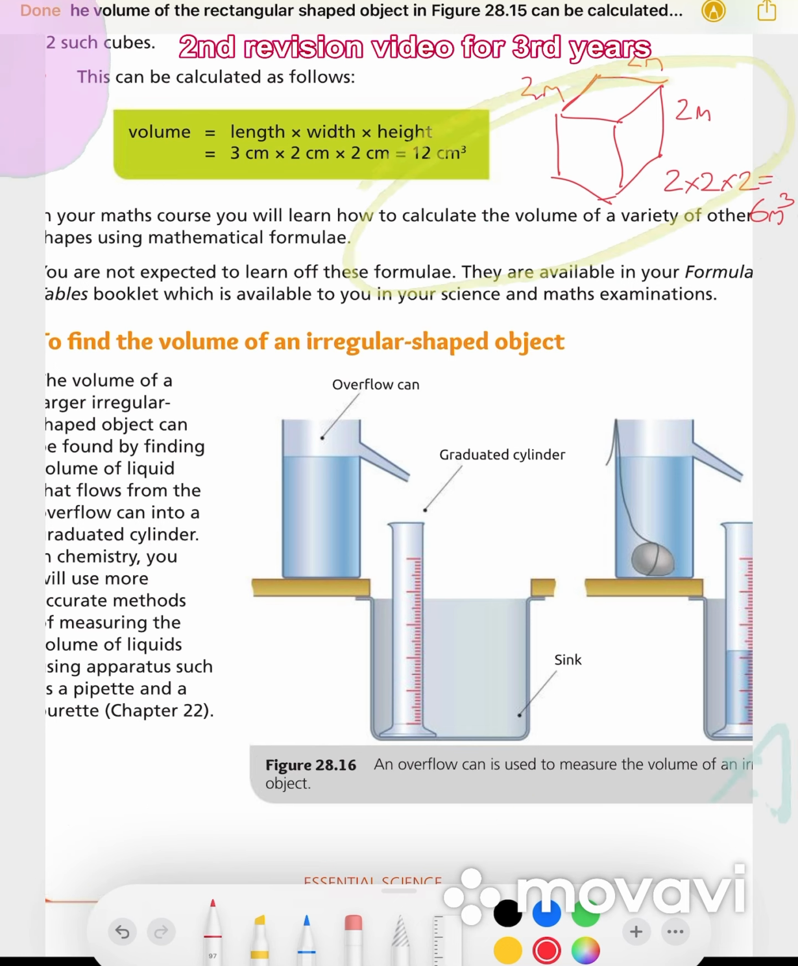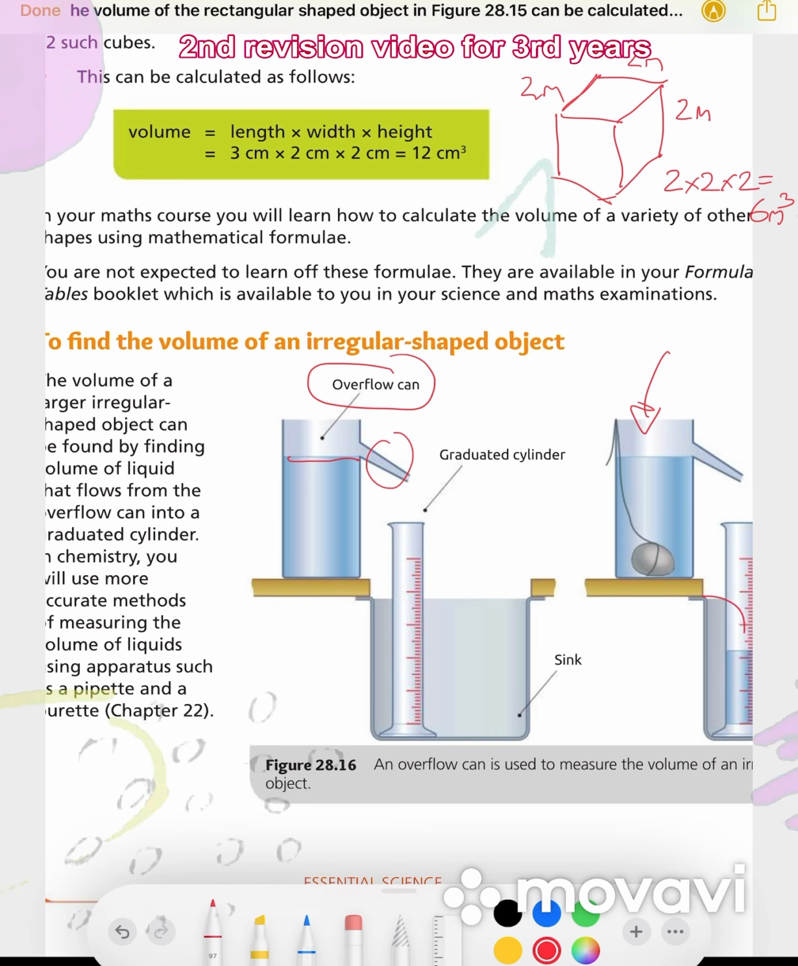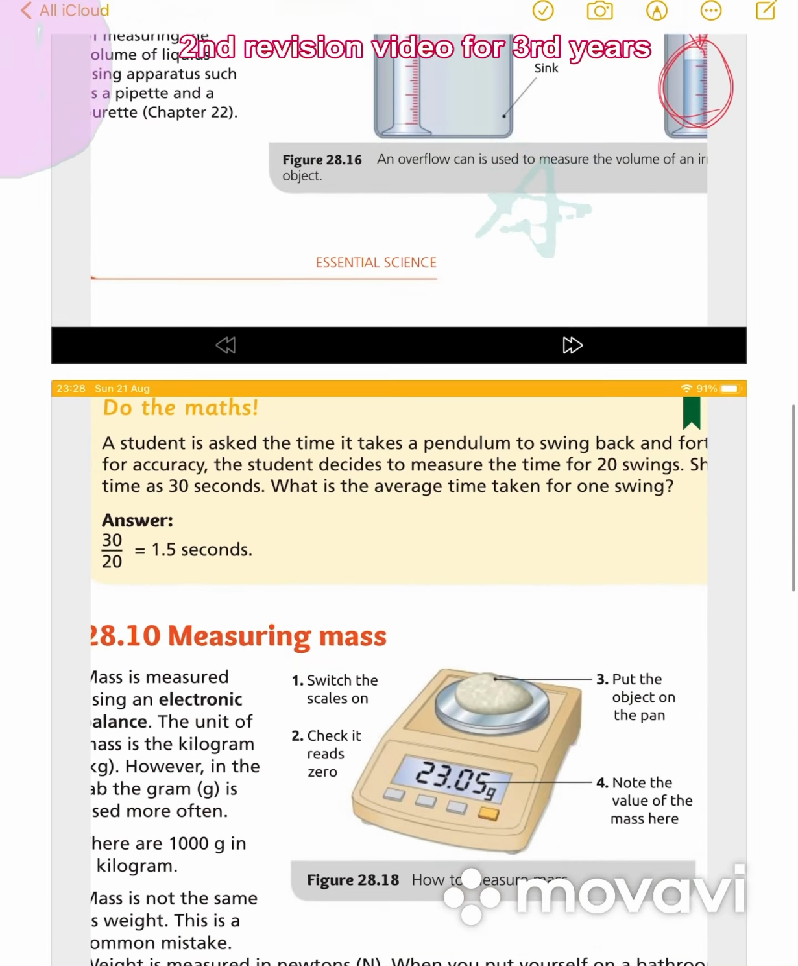An irregular shaped object, like for example a human or a funny shaped rock, you're going to have to do slightly differently. So we have to use what's called an overflow can here, which is essentially a funny looking little teapot. It's a little can with a spout. So what you do is you fill the overflow can up with water right to this spout here, and then you place a graduated cylinder underneath the spout, and then you put your object into the overflow can, making sure that it's below the surface of the water. Whatever water flows out, you measure the volume in the graduated cylinder as discussed above, at the bottom of the meniscus, and you get the volume there. Okay, so that's how you measure the volume of an irregular shaped object.